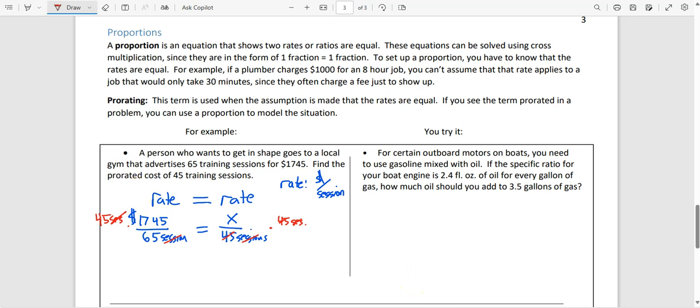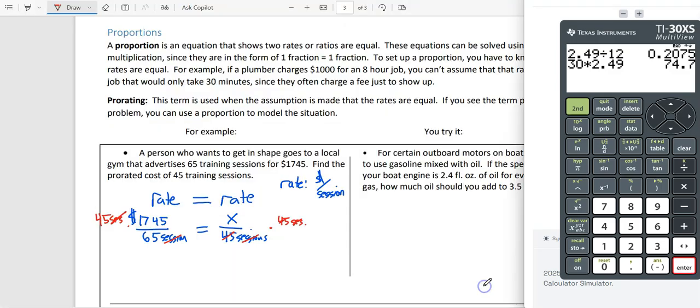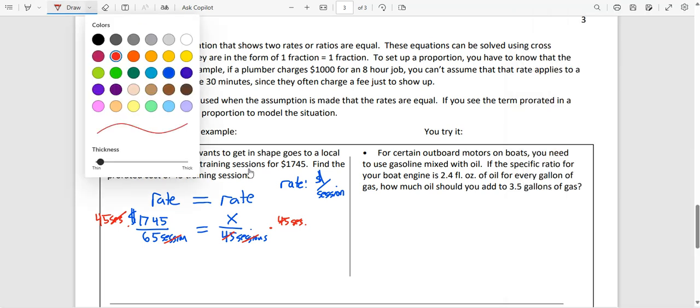Let's see what our calculator gives us. So we have the 45 times the 1,745 and divided by the 65. And this would be the prorated cost. So we have to assume, because it says prorated, that the rates will be the same. So we're assuming that they will honor the same rate.